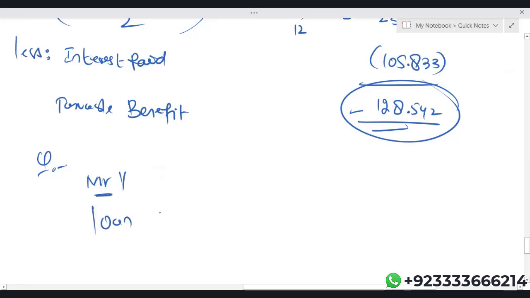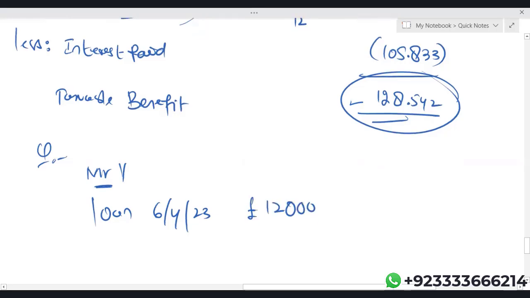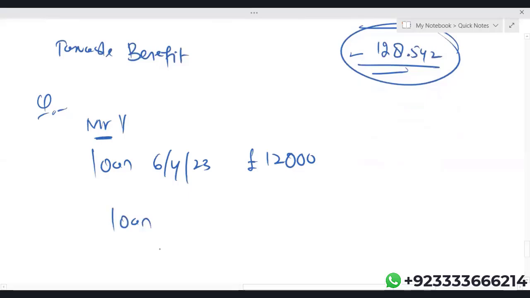Let's say Mr. White took the loan on 6 April 23. It is 12,000. Question: will they ask us to use a particular method? No, they don't do that. If they do, it's good for us. If the examiner specifically mentions the method, then things become easier and we will save time. If the examiner says use only the accurate method, then I'll go for that. If nothing is mentioned, use both the methods. If it is mentioned, obviously, whatever the examiner says, we have to listen. Loan on 31st July 23, it is 4,000.